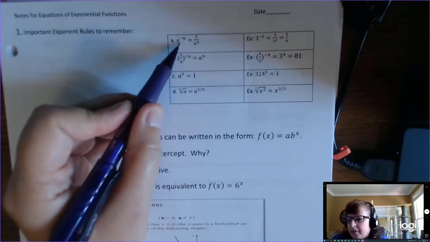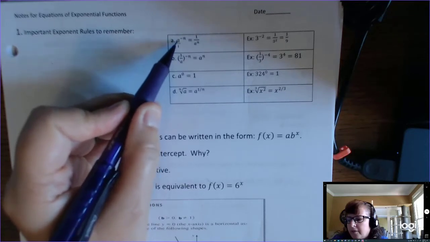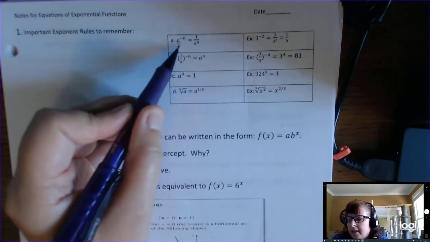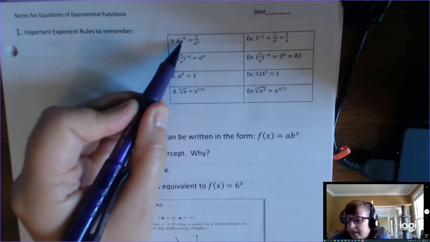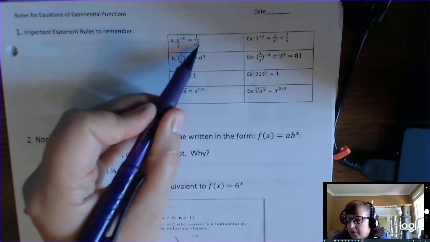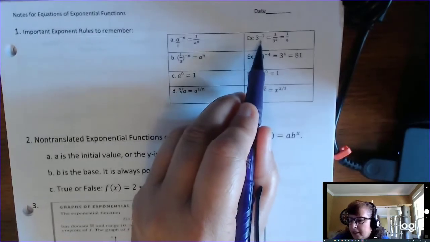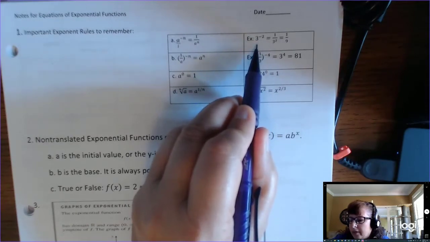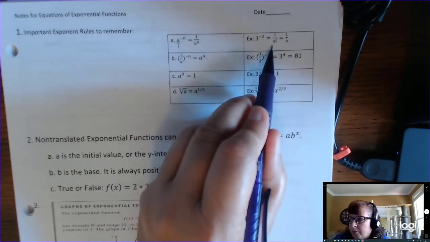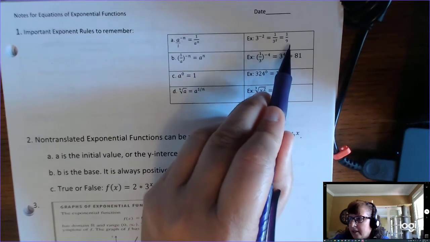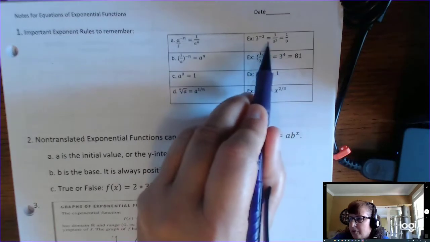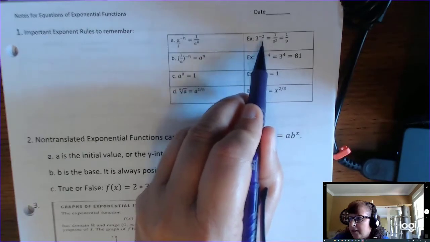That negative exponent says we're going to flip whatever's here, a over 1, which would be 1 over a, and make that negative exponent positive. So for example, 3 to the negative 2 is a cool way of writing 1 over 3 squared, which is 1/9. So fractional numbers can often be written with negative exponents.